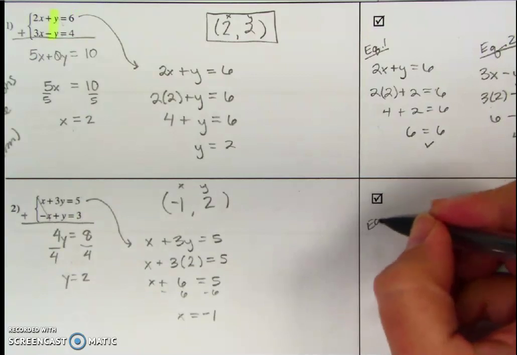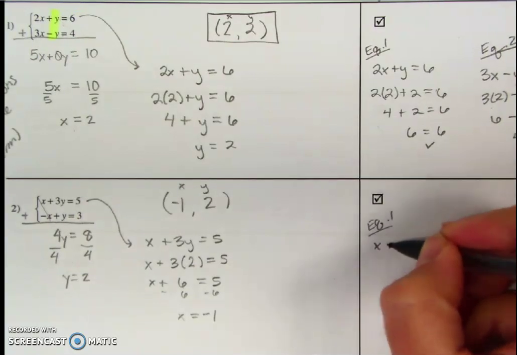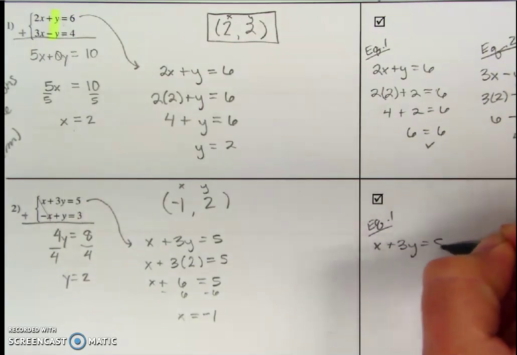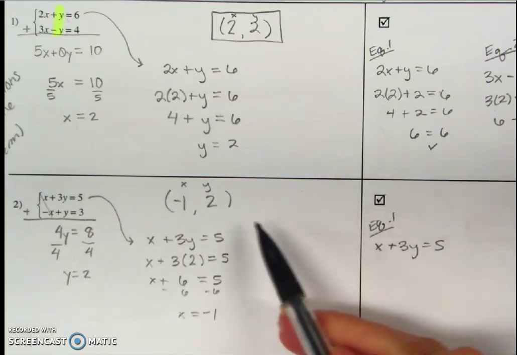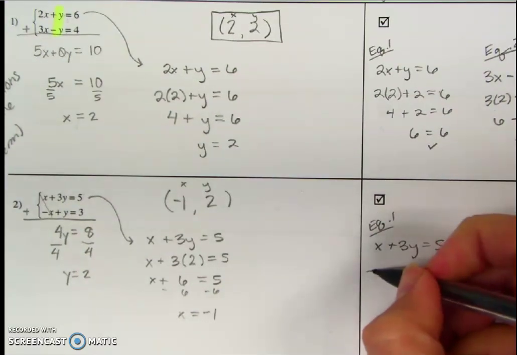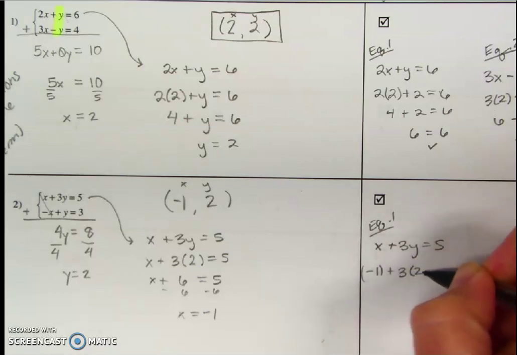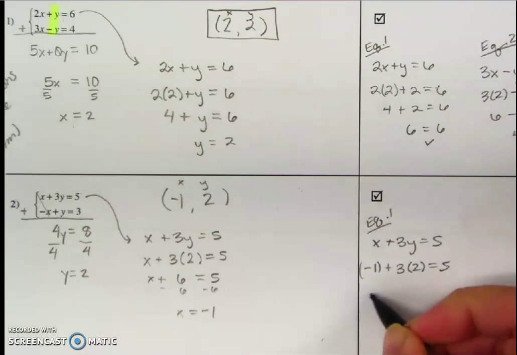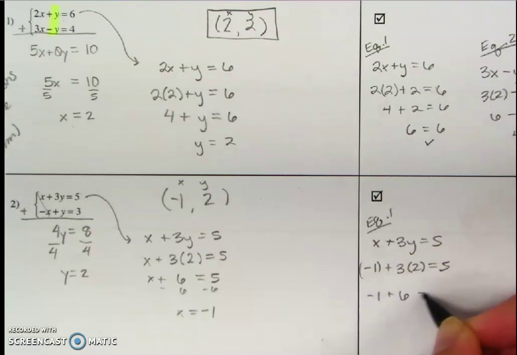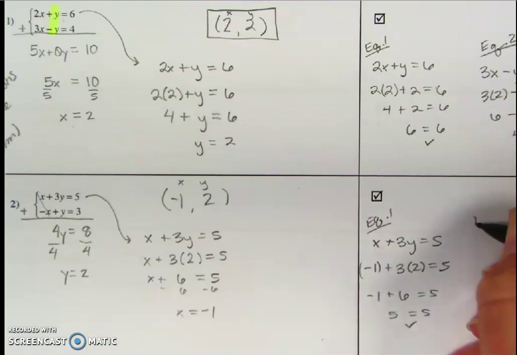We're going to check for equation 1. Equation 1 was x plus 3y equals 5. If I'm saying my answer is negative 1, 2, that means I should be able to fill in negative 1 for x plus 3 times 2, and that should equal 5. That means negative 1 plus 6 should equal 5, and it does. So that checks out for the first equation.